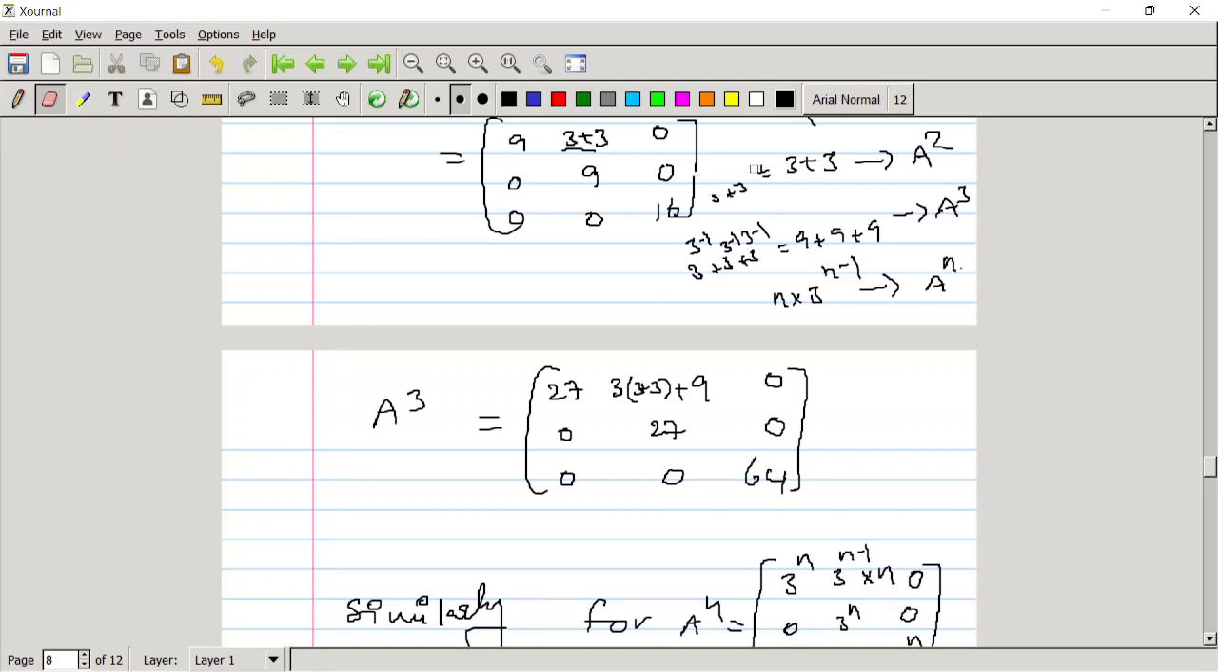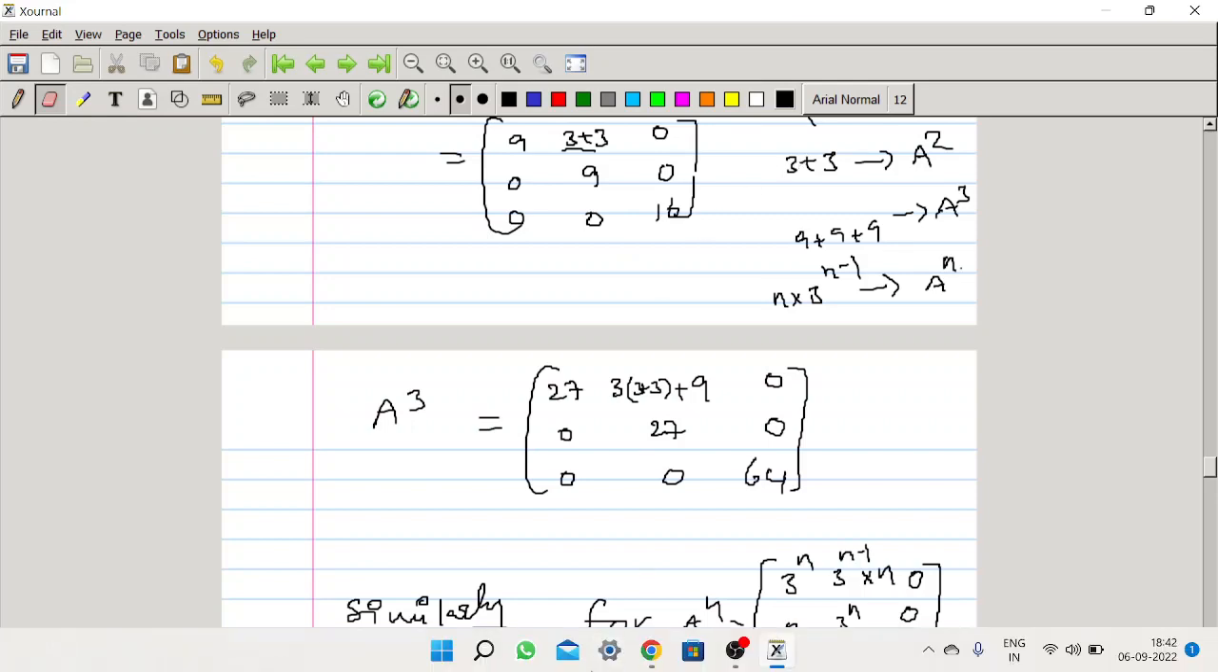Yes, sir. By just observing the matrices A square, A cube, A power 4, we will get some idea. If they are asking this kind of matrices, there should definitely be some pattern. Otherwise, they will not ask.